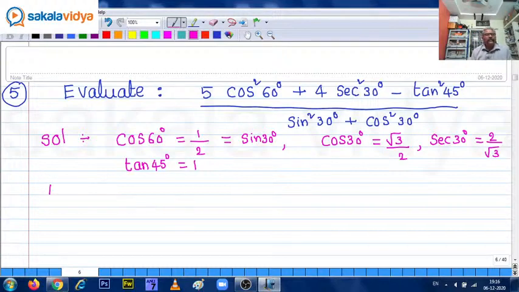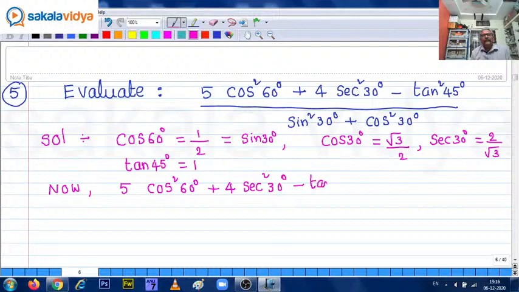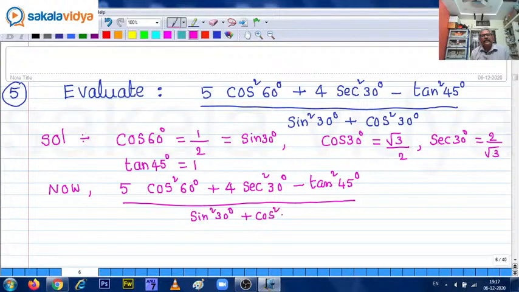So now, 5 times cos square 60 plus 4 times secant square 30 minus tan square 45 upon sin square 30 degrees plus cos square 30. Obviously sin square 30 plus cos square 30 is 1, because of the identity sin square A plus cos square A is equal to 1. But moreover, we need to do it. So let us do this one now.